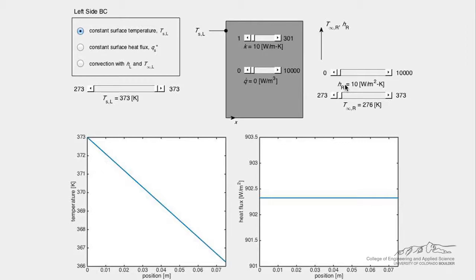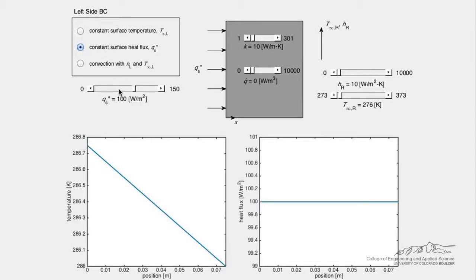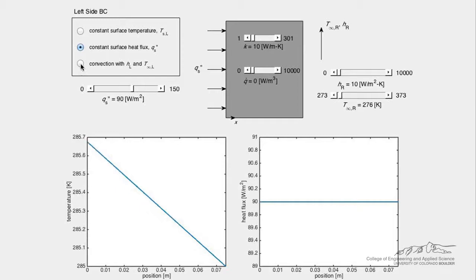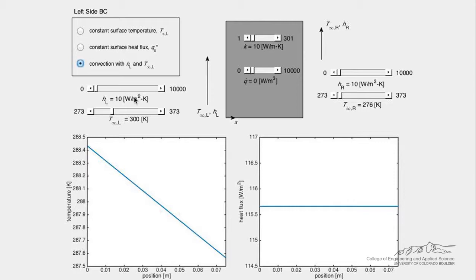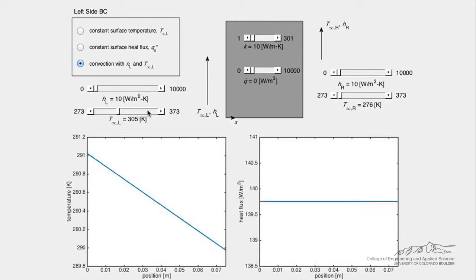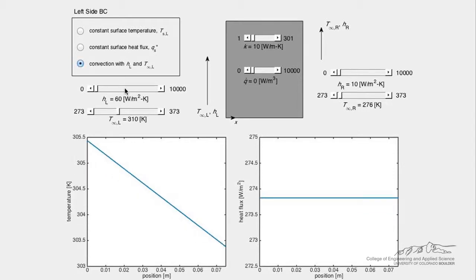The boundary condition on the left side of the wall can be chosen with the radio buttons. You can select a constant surface temperature at T sub SL, a constant surface heat flux at Q sub S double prime, or a convection boundary condition with ambient fluid temperature T infinity sub L and heat transfer coefficient H sub L.